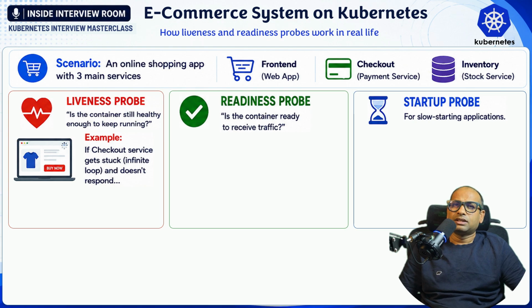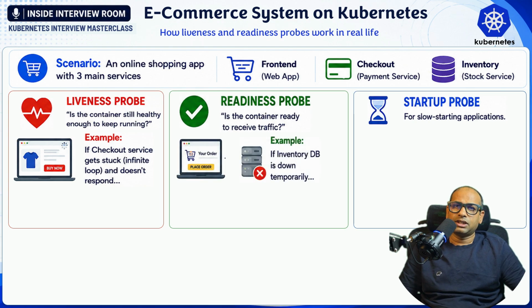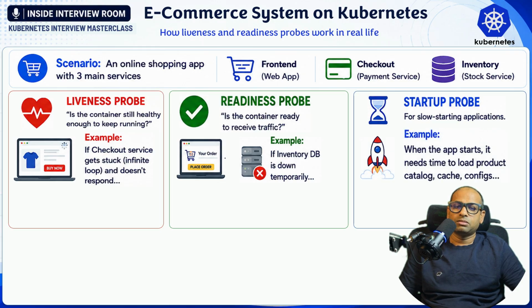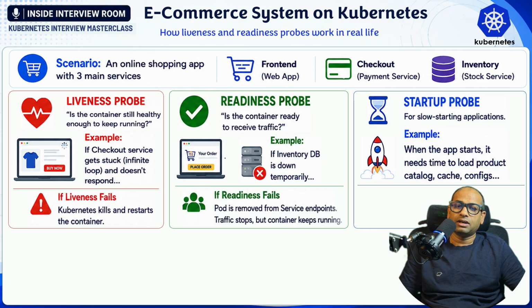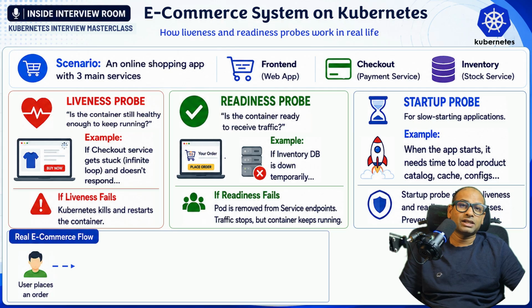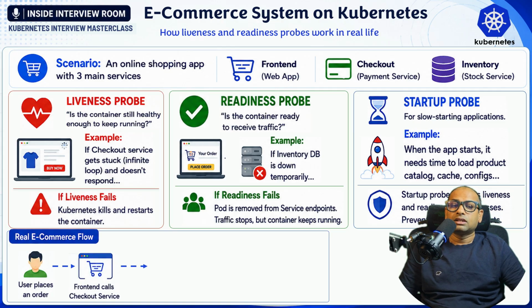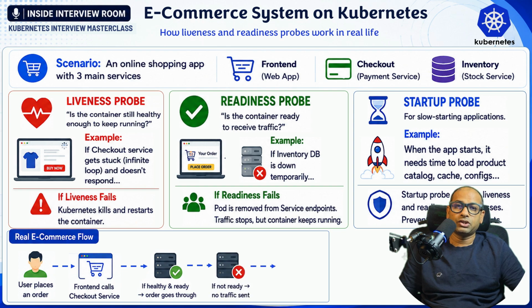Readiness probe checks, is this container ready to receive traffic? For example, if the inventory DB is down temporarily and readiness fails, the pod is removed from the service endpoint and traffic stops, but the container keeps running. Startup probe example: when the app starts, it needs time to load the product catalog, cache, and config. The startup probe disables liveness and readiness until it passes, preventing premature restarts.